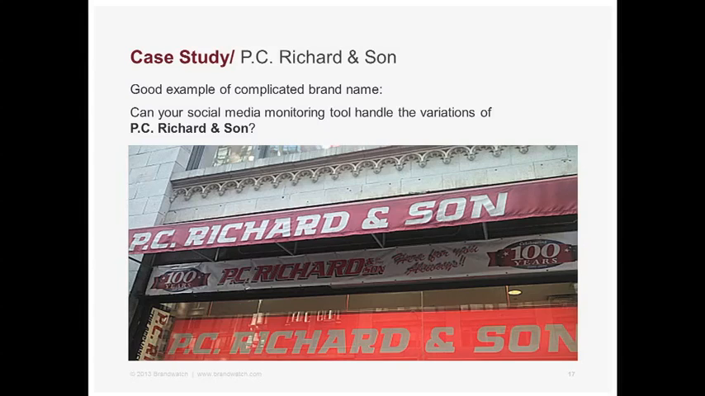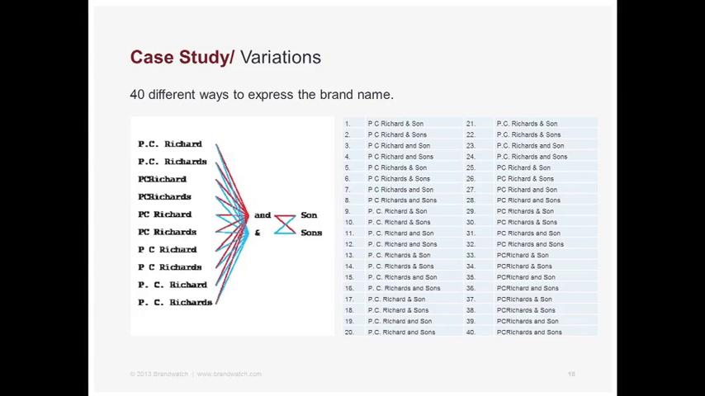So if you are shopping around for a tool, try to see if its user interface can handle all the variations of this brand name. So I tried to think of every combination I could come up with: when the PC either has a period or not, a space or not, if the Richard or the son part is plural or singular, and if it's an "and" word or an ampersand. And also a few other cases where there's no space between the PC and the Richard. And I came up with 40 different ways to express the brand name.